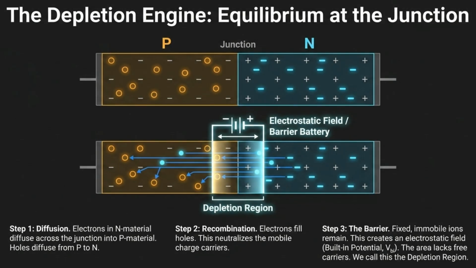Equilibrium at the p-n junction involves three steps. First, diffusion of electrons and holes. Second, recombination that neutralizes mobile carriers. Third, the resulting fixed ions create a built-in potential, forming the depletion region.